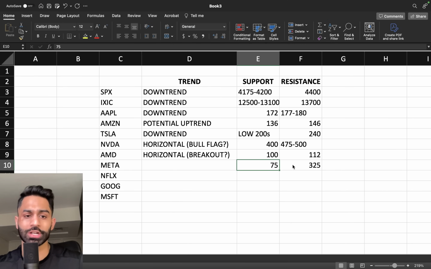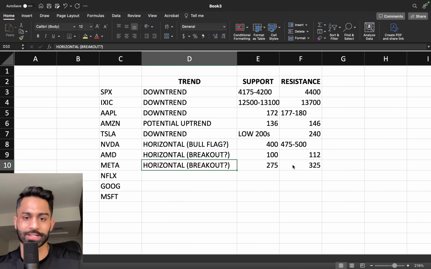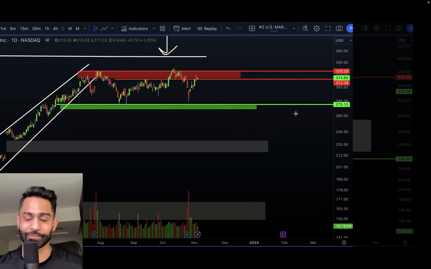So that $50 range is where Meta has been trading for the longest time, right? So I'll basically put down a horizontal pattern with a potential for a breakout above 325.